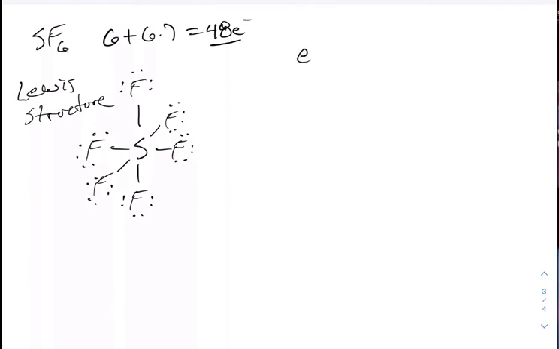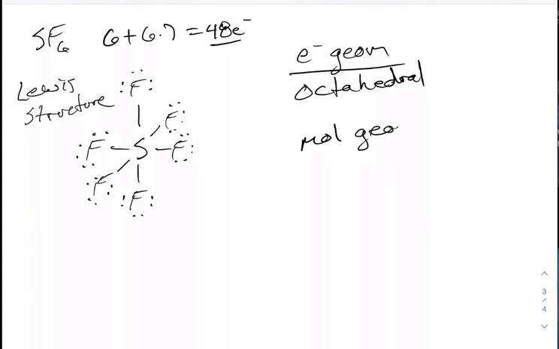Now, our geometries. For our electron geometry, I mentioned this is the one that we haven't seen yet. It's the one when we have 6 things around our central atom. We have 6 fluorines. Even though it sounds a little weird initially, if there's 6 things around our central atom, we refer to that as octahedral. For our molecular geometry, we said a couple examples ago, anytime there's no lone pairs on the central atom, your electron and molecular geometries are the same. And so that's what we'll see here. We have octahedral for our molecular geometry as well.